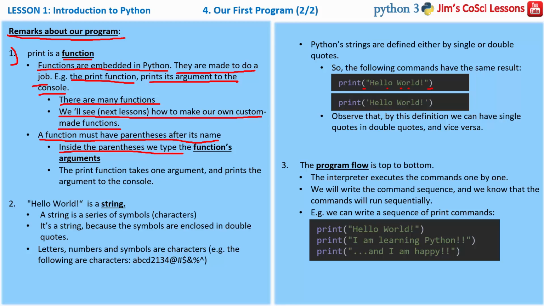Inside the parentheses, we type the function's argument. The print function takes just one argument. You see here that this thing is just one thing, and it prints this argument to the console.